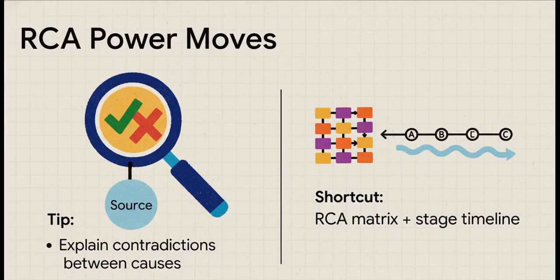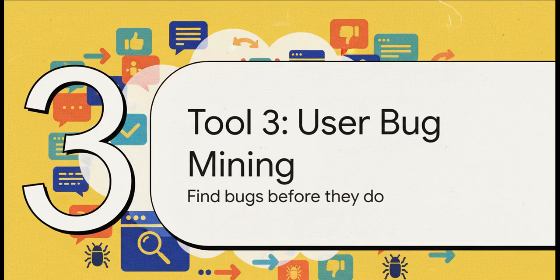Now, to get the absolute most out of this, here are 2 pro tips for you. First, force the AI to dig deeper by asking it to explain contradictions, because that's where the really subtle, tricky bugs often hide. And for a shortcut to a great visual, just ask for an RCA matrix and a stage timeline.